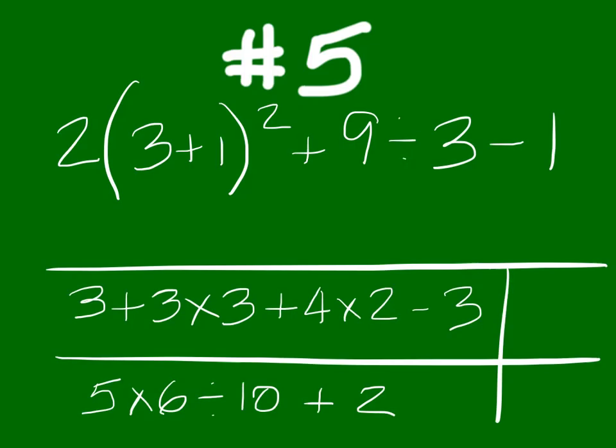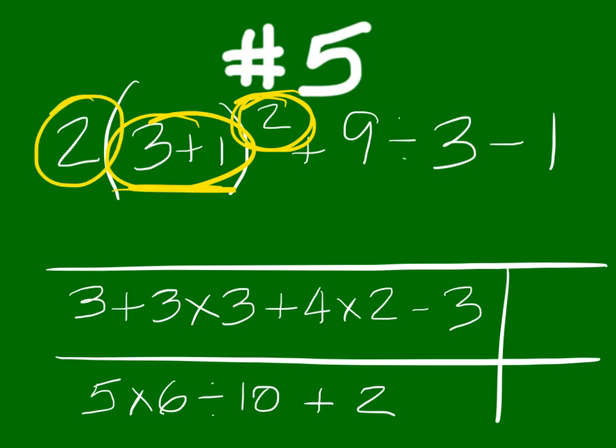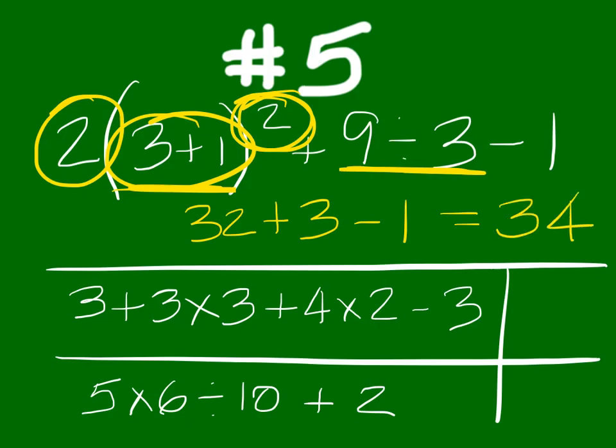On the top one, that's 4, and then you square it to get 16. That's 4. Square this to get 16, and then multiply by 2 to get 32. And then you'll add whatever 9 divided by 3 is, which is 3, and then subtract 1. Should get 34.